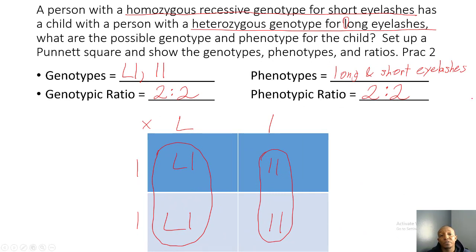On this problem, you should have underlined homozygous recessive genotype for short eyelashes and heterozygous genotype for long eyelashes. And if you notice our genotypes, we're going to have 2. We're going to have a heterozygous dominant, and then we're going to have homozygous recessive. Our genotypic ratio is going to be 2 to 2. Our phenotypes, we're going to have long and short eyelashes, and our phenotypic ratio is going to be 2 are going to have those long eyelashes and 2 are going to have those short eyelashes.